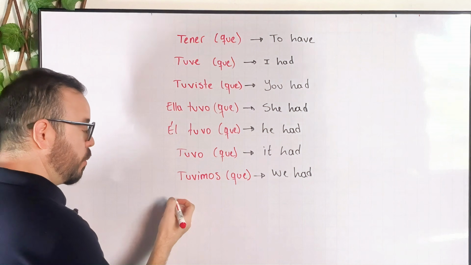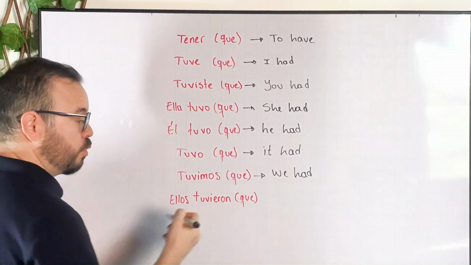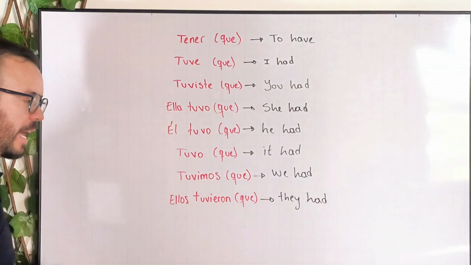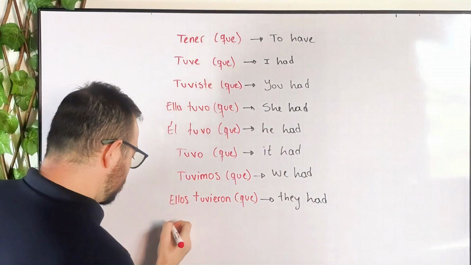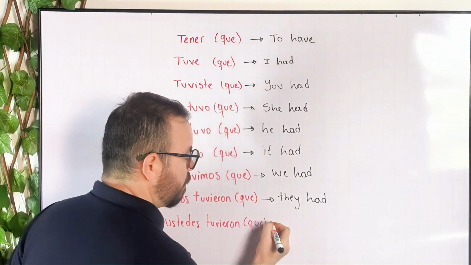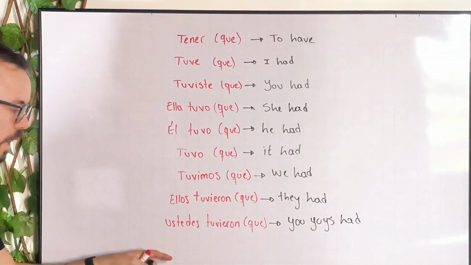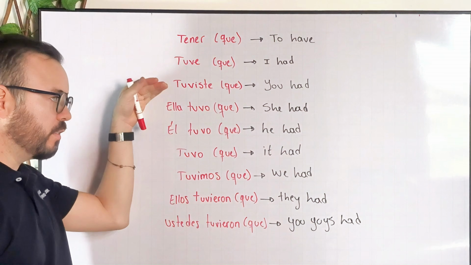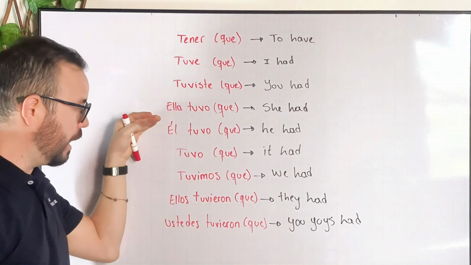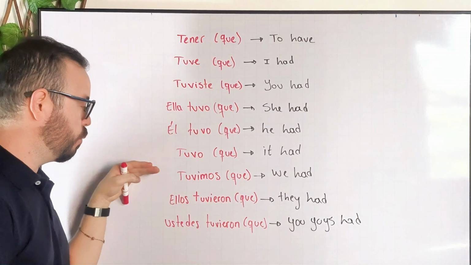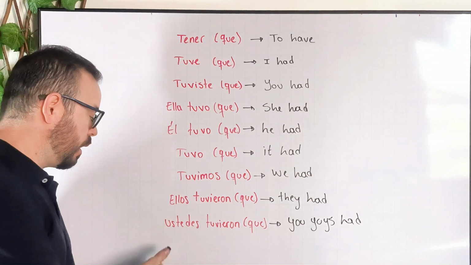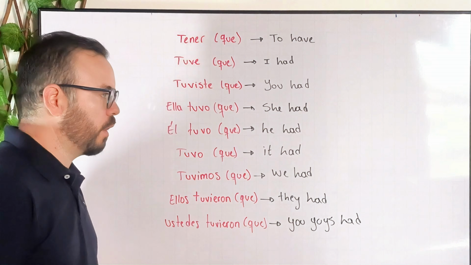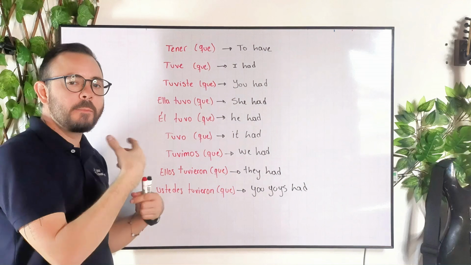Then we have the form that we use for them, that it will be ellos tuvieron que, that means they had, okay? And at the end we have ustedes tuvieron que, that means you guys had, okay? This is just the you plural, okay? So we have tuve que, tuviste que, ella tuvo que, él tuvo que, tuvimos que, ellos tuvieron que, and ustedes tuvieron que. This is how we conjugate this verb tener in past tense.